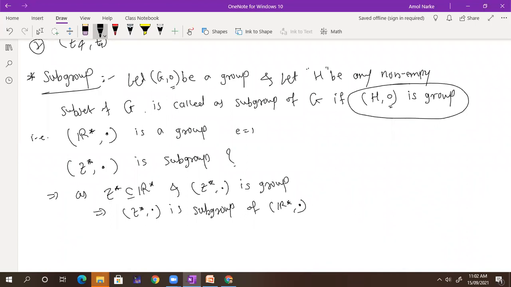Z star with multiplication is not a group, because the inverse is not satisfied. Yes, it is not a group, even if it is a subset. Correct.